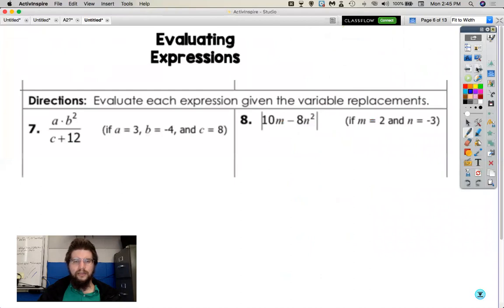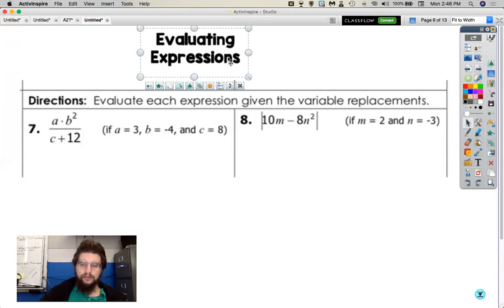All right, let's look at evaluating. So to evaluate an expression, we are plugging in numbers. That's what it means. We plug in 3 for A, we plug in -4 for B, we plug in 8 for C. So whenever you're plugging in numbers, I'd highly advise put it in parentheses.